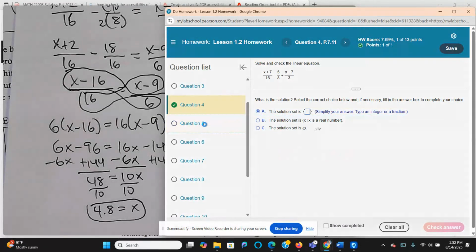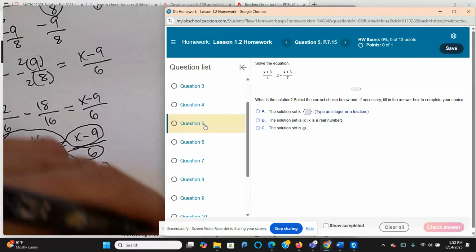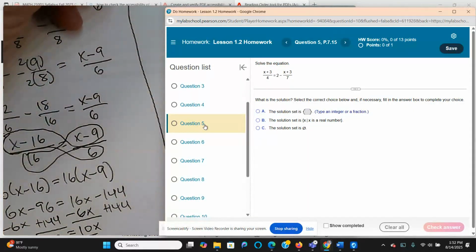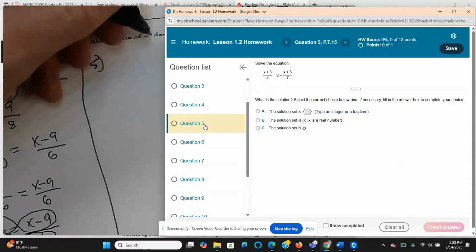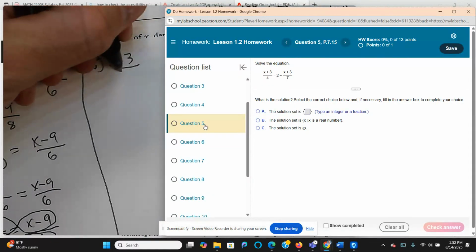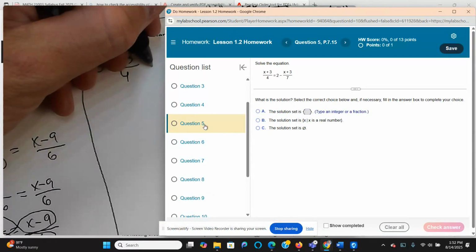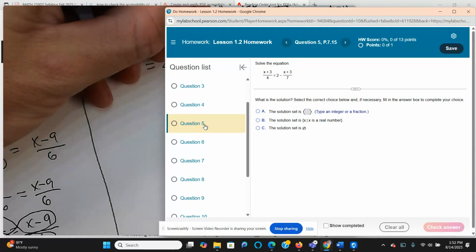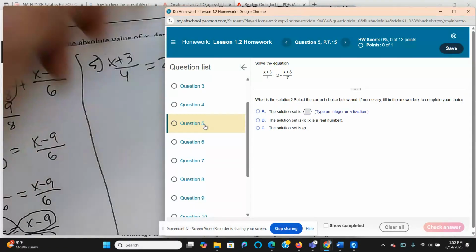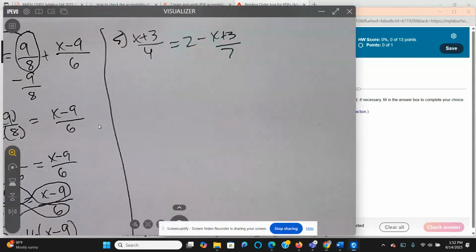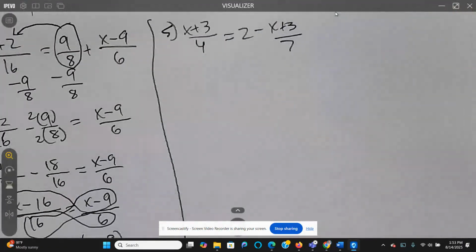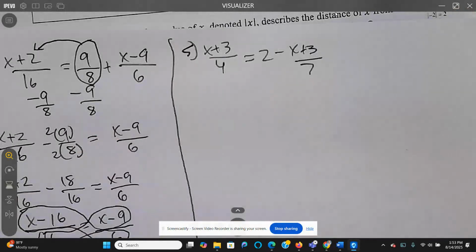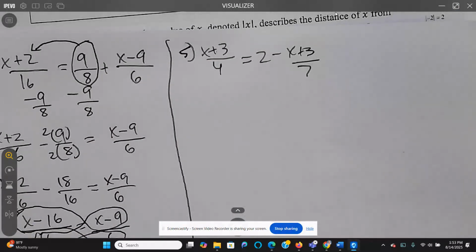Okay, let's go 5. 5 was kind of giving fits last hour. We have x plus 3 divided by 4 equals 2 minus x plus 3 divided by 7. And here's the thing. I know this is stressful for some of y'all. It can be stressful for me. There's a lot of right ways to do this.